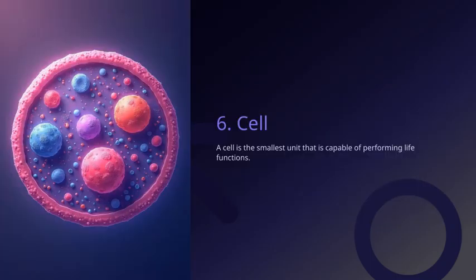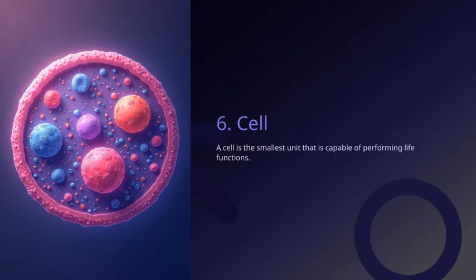Now, let's talk about the cell. A cell is actually the smallest unit that can perform all the essential life functions. Think of it as the basic building block of life. Everything living, from tiny bacteria to complex humans, is made up of cells. They're incredibly versatile and capable of carrying out processes like growth, energy production, and even reproduction. Understanding cells is key because they form the foundation for how all living organisms function and survive.